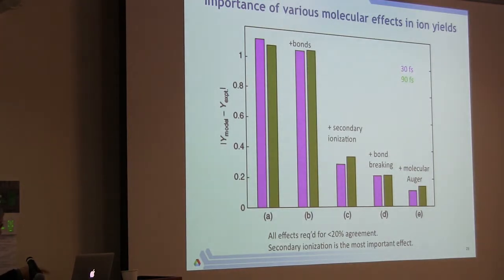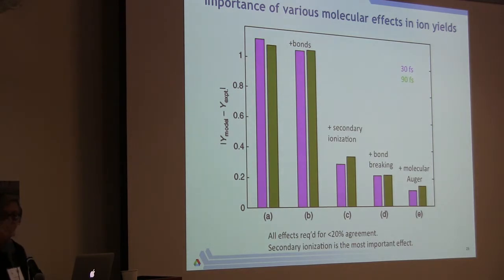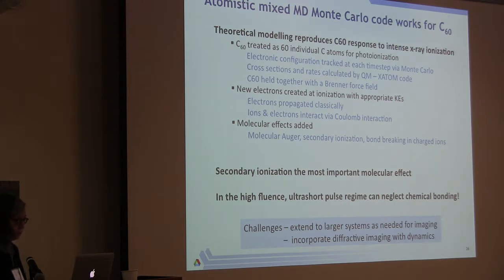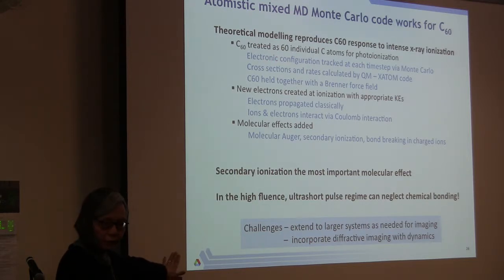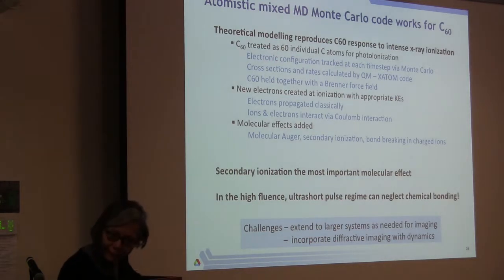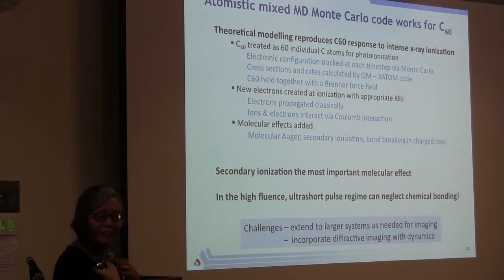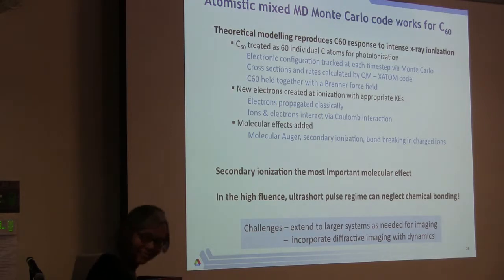But the big thing is that, of course, all effects are required to get an agreement on the order of 20%, but secondary ionization is really the most important thing. So if I just summarize what I went through, the theoretical modeling really reproduces the C60 response. And the way they treat it is not so difficult. I mean, we can even do this at Argonne. It's not that difficult, right?